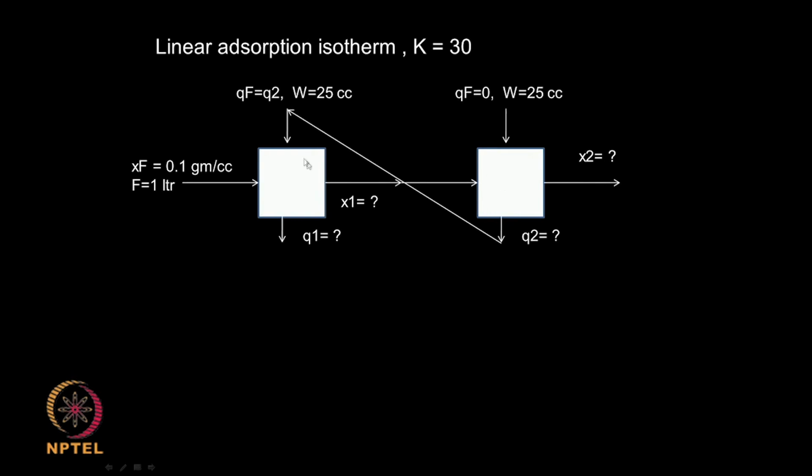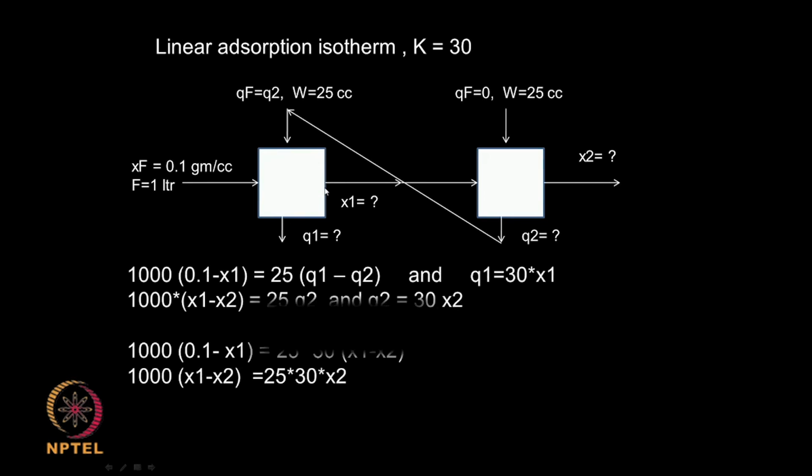I do not add fresh adsorbent in both. I add fresh only in the second adsorber, and I take this and put it there. It is slightly complicated. Only here I am having fresh W. So QF is 0, but here QF is not 0, whatever it has picked up in the second stage is coming here. So calculations are slightly tricky.